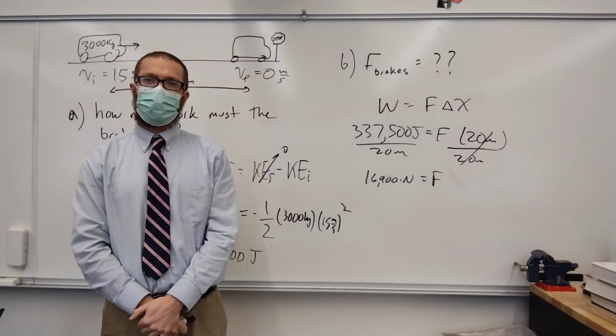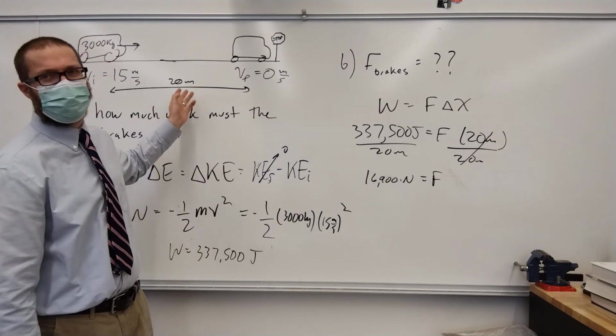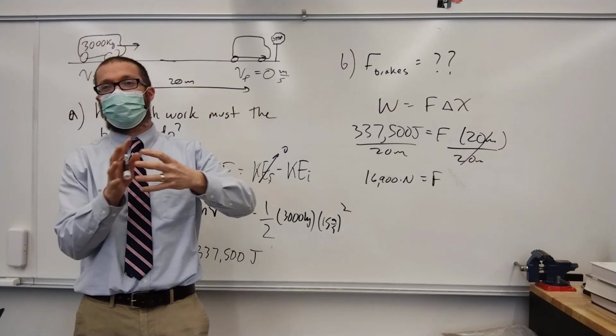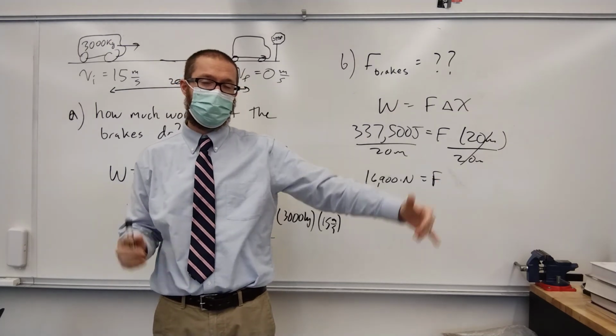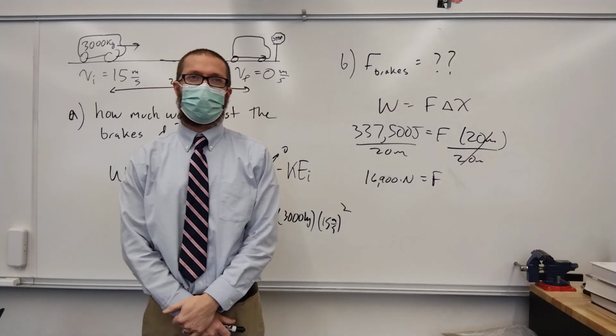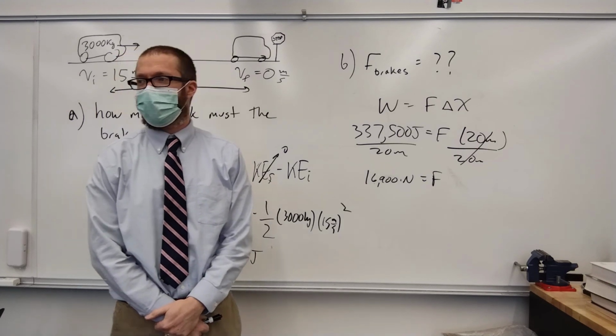How'd you know 20 was the distance? Well, I gave that to you initially. I said it stops over a distance of 20 meters. So you're dissipating that energy over a distance of 20 meters. Delta x is the distance it takes for it to stop.